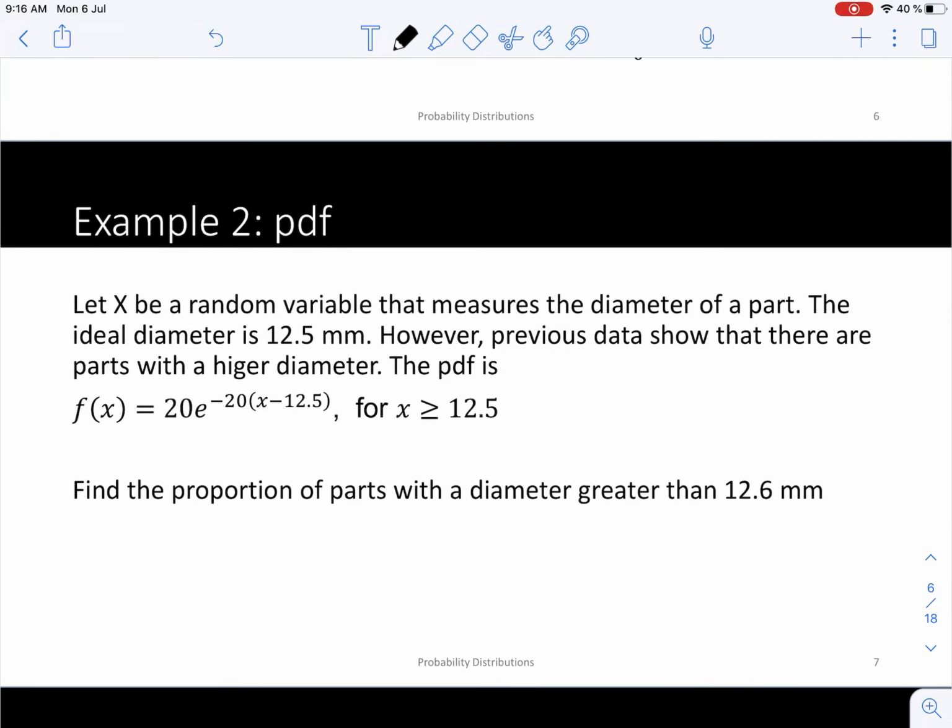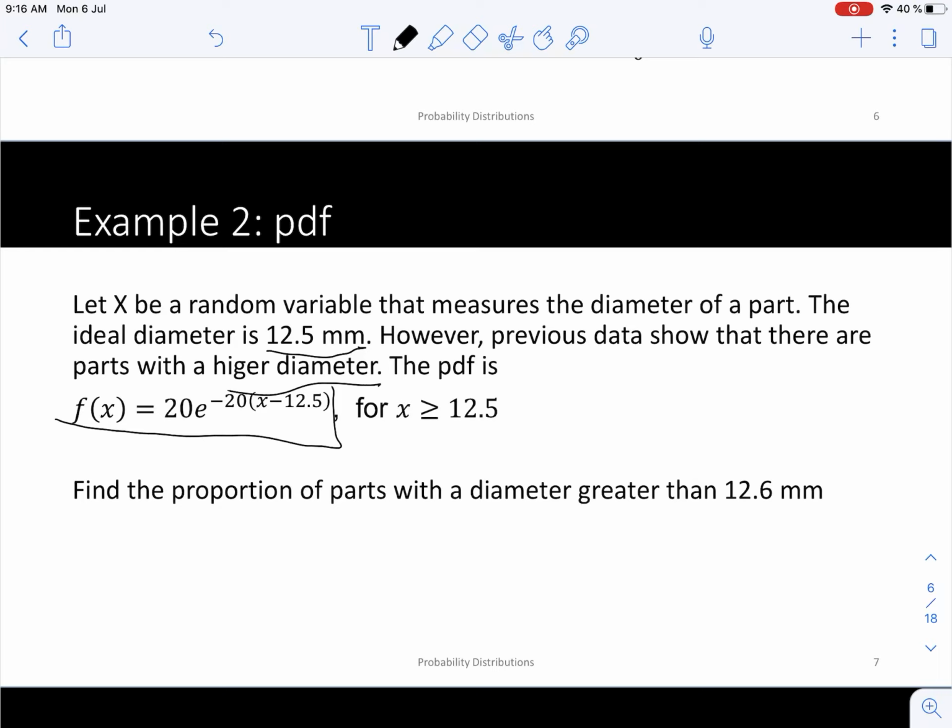Okay, let's check a second example so we can practice a little bit more and get used to how to work with PDFs and the integration part. So let x be a random variable that measures the diameter of a part. The ideal diameter is 12.5, that's the reference. However, previous data show that there are parts with a higher diameter. So the PDF is as follows.